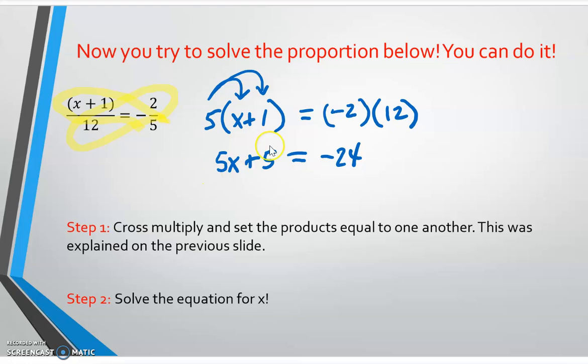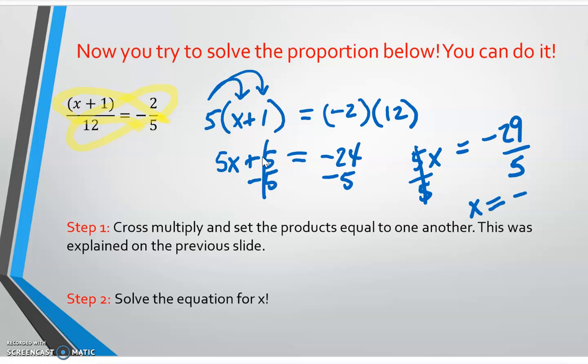And then this is a pretty basic equation that we should be able to solve, right? We're going to use inverse operations. So the opposite of plus 5 is to subtract 5, and that will cancel that. What we do to one side, we must do to the other. So now we have 5x is equal to, that's negative 29, right? Negative 24 minus 5. And then we're going to divide by 5 on both sides to solve for x. And we end up with negative 29 over 5.